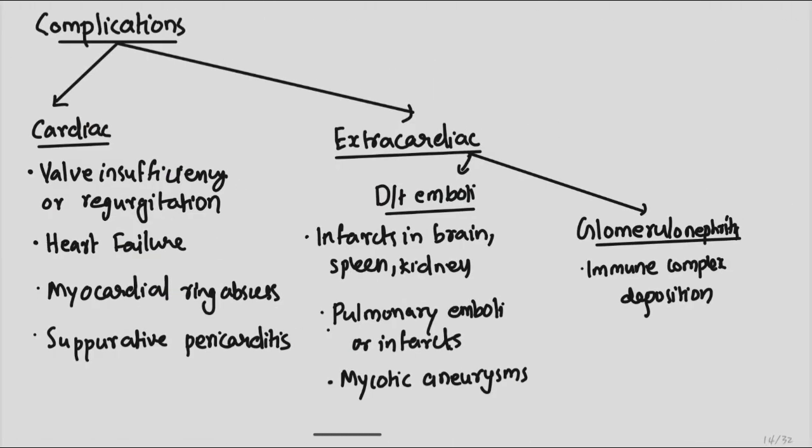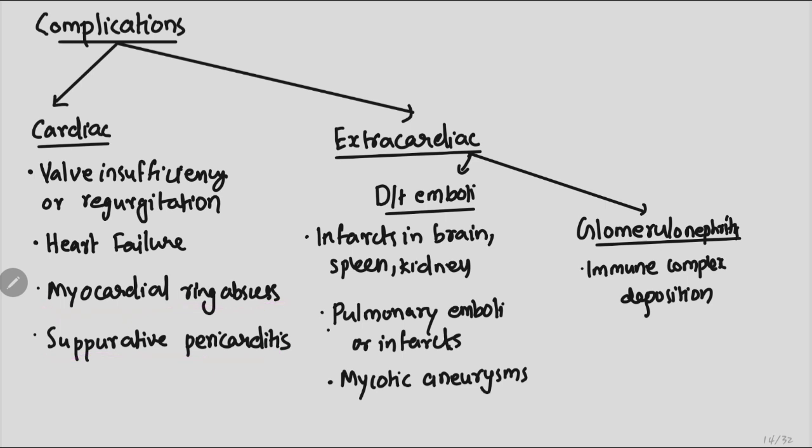Now the complications are cardiac complications and extracardiac complications. Cardiac complications include valvular insufficiency or regurgitation lesion. Regurgitation occurs due to perforation of the valves, and heart failure can occur. Actually, most of the patients in acute infective endocarditis die because of heart failure or sepsis. And other complications are myocardial ring abscess, then suppurative pericarditis.